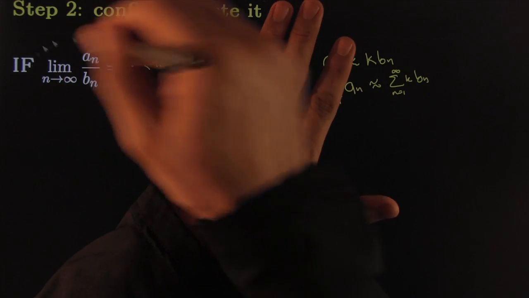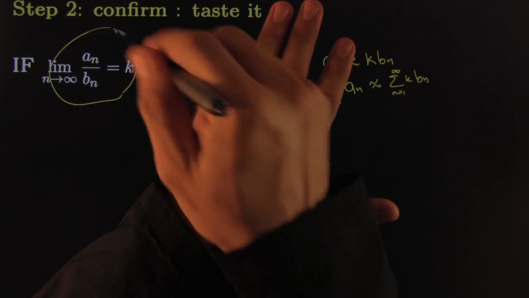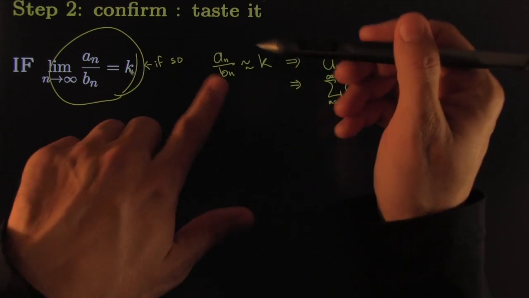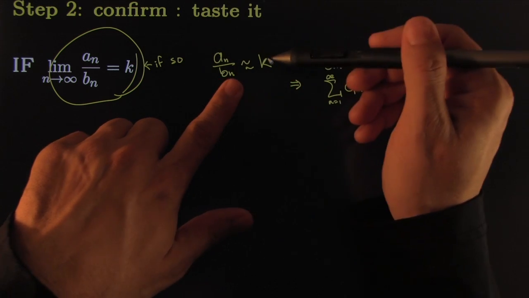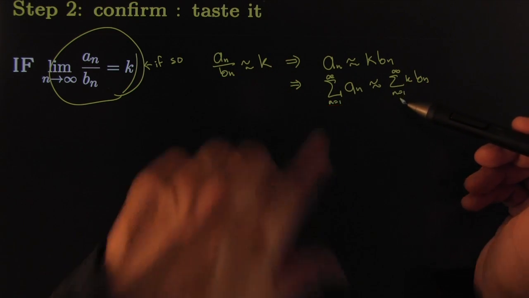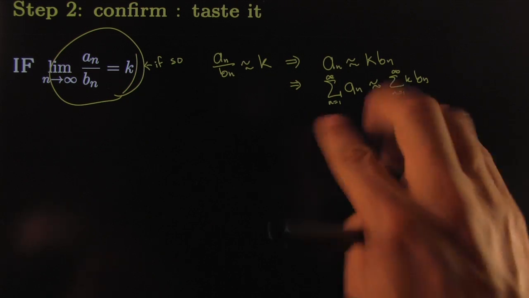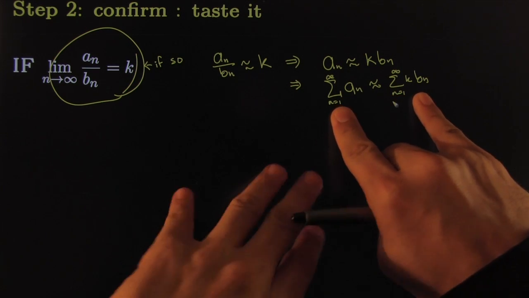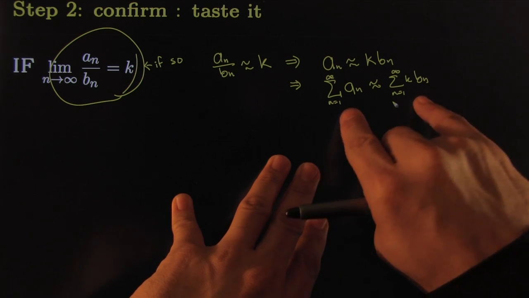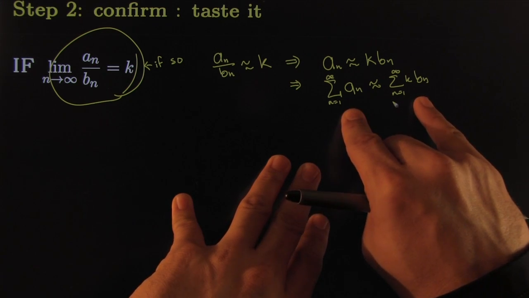The taste test is exactly to do this: to check this limit to see if the ratio is really a constant. That has a domino effect. It forces you to think this way, that way, and under some conditions you can slap this sum on both sides and declare that they really confirm your sense of smell, that they were really doing the same thing. They were acting the same way.